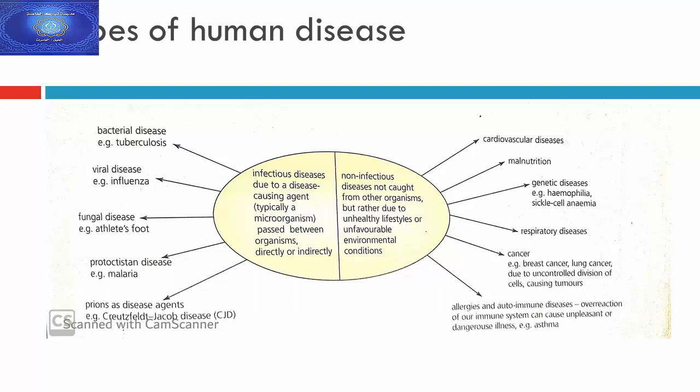Also cardiovascular disease, malnutrition. Malnutrition means deficiency or excess also. Genetic diseases, that we cannot do anything about. It is a default setting of humankind. In the genes, it is the problem. And respiratory diseases, cancer, allergies and autoimmune disease, all will come under non-infectious disease. You just go through this slide and you have to know what the terms are and what the examples are for each category, and write them down in your notebook.